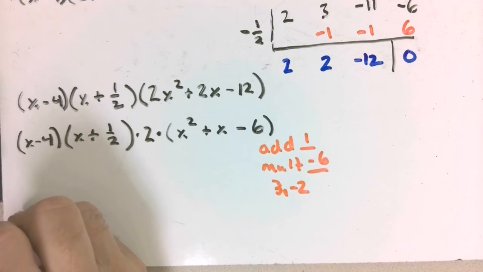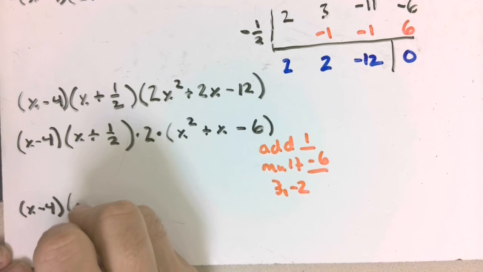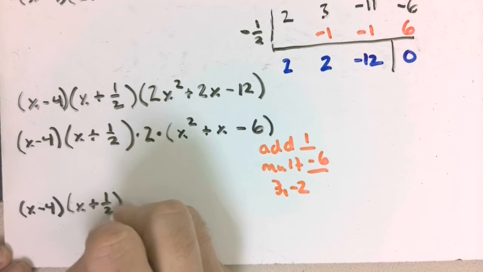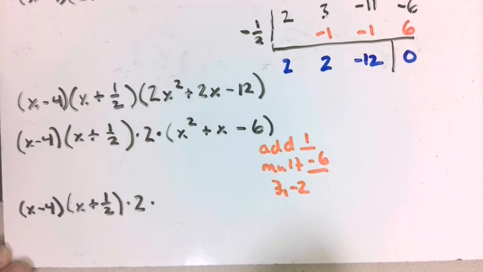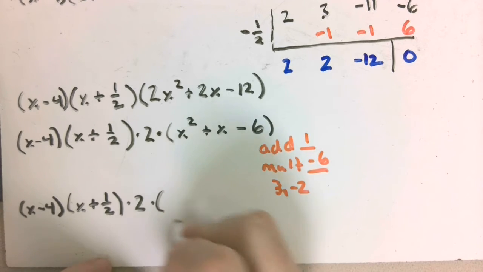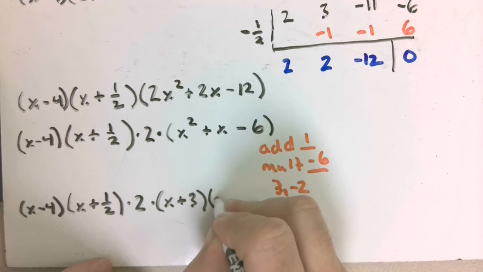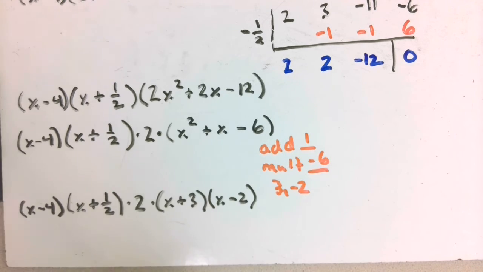So we have a factor of x minus 4. We have a factor of x plus 1/2. We have a factor of 2. And now we can take this trinomial and, using the shortcut, come up with factors of x plus 3 and x minus 2.